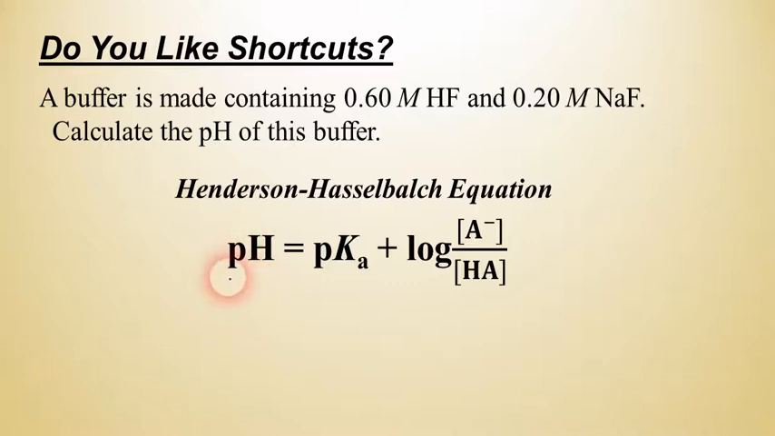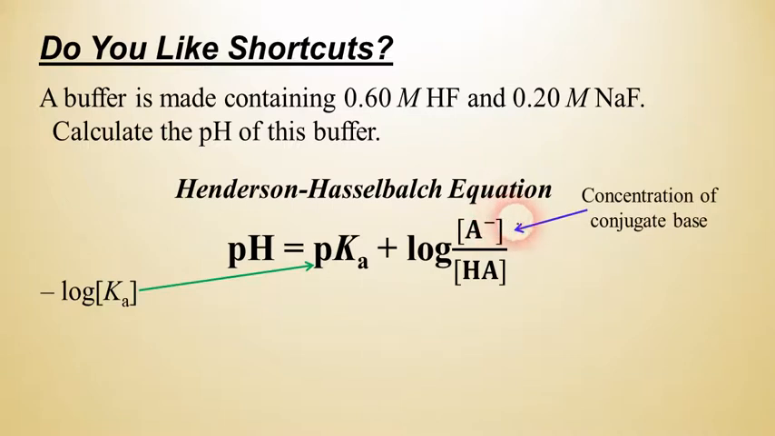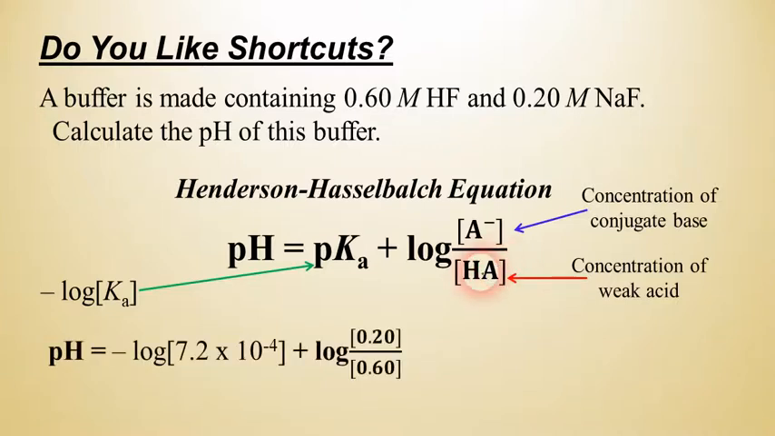Now, pH, as we've learned earlier on, is the negative log of H. That means pKa would just be the negative log of the Ka value of that acid. The A negative is the concentration of the conjugate base, where A negative is just the generic formula for any conjugate base. And then the HA is the concentration of the weak acid, where HA is just some generic weak acid. And so all we have to do is plug into the equation here.